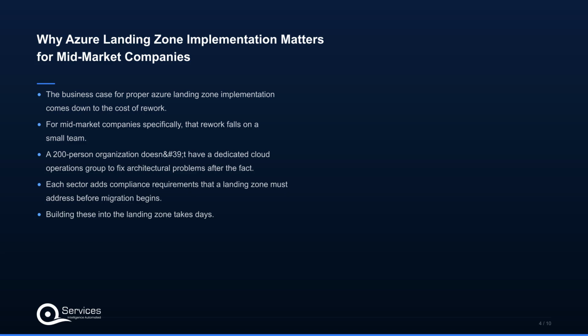For mid-market companies specifically, that rework falls on a small team. A 200-person organization doesn't have a dedicated cloud operations group to fix architectural problems after the fact. When a security gap surfaces or a network topology issue creates performance problems, it's the same people who are already managing daily operations. Each sector adds compliance requirements that a landing zone must address before migration begins.